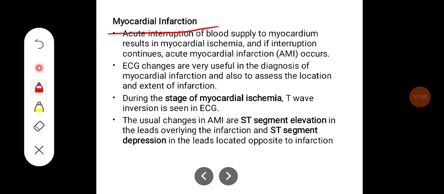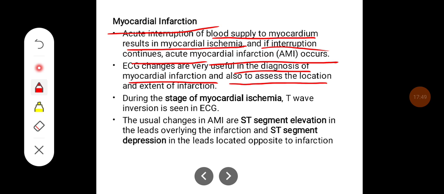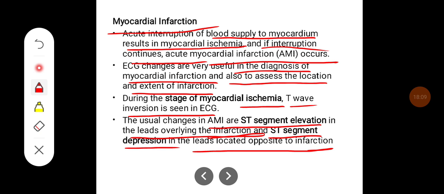Myocardial infarction means acute interruption of blood supply to the myocardium, which results in myocardial ischemia, and if the interruption continues, acute myocardial infarction occurs. The ECG changes are very useful in the diagnosis of myocardial infarction and also to assess the location and extent of infarction. During the stage of myocardial ischemia, T wave inversion is seen in the ECG. The usual changes of acute myocardial infarction are ST segment elevation in the leads overlying the infarction and ST segment depression in the leads located opposite to the infarction.